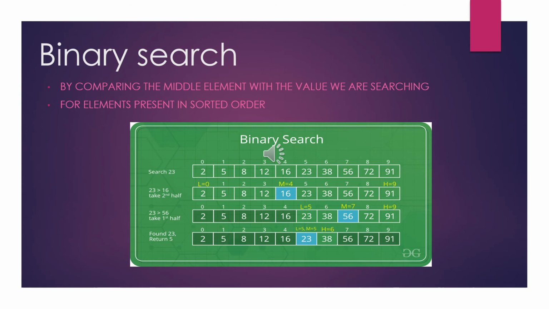So my low is at 5, high is at 6. So the mid will be 5. Now here if we check, we will see that yes, we have got the value 23. So it is present there. And if we exceed this step also, that means the value is not at all present in this array.